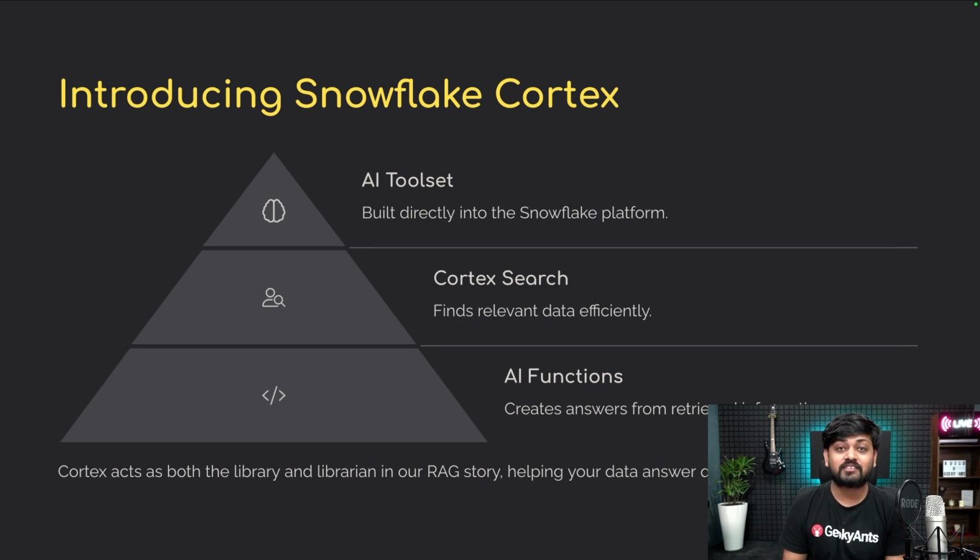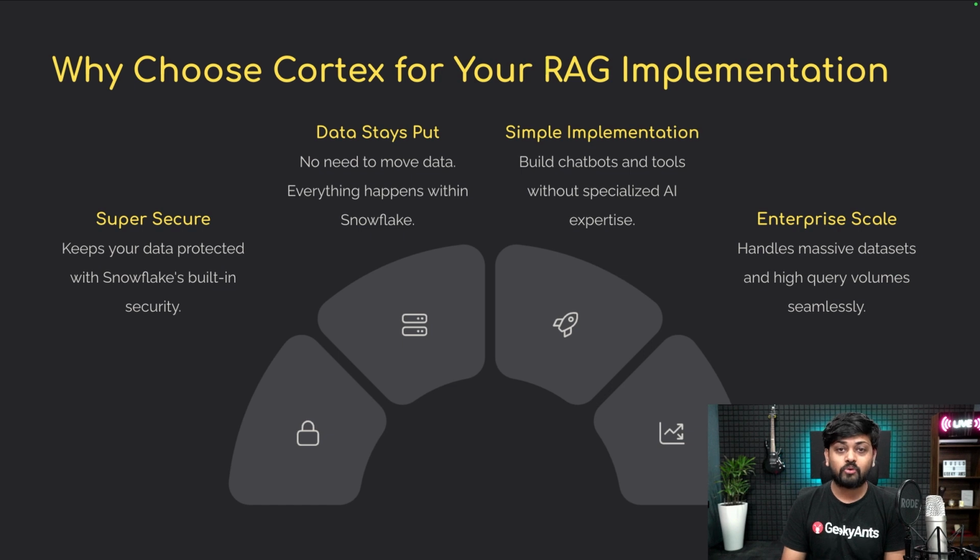Now that is what Cortex Search does. In the background, it uses a different technique, a hybrid retrieval technique, to find the relevant text. So that makes it different. And the best part about Cortex, and why we choose it: the first thing is it's super secure because your data is in a safe place. You don't need any other tool or service to store your data somewhere else.